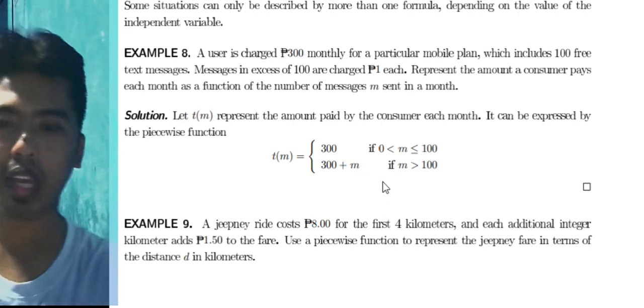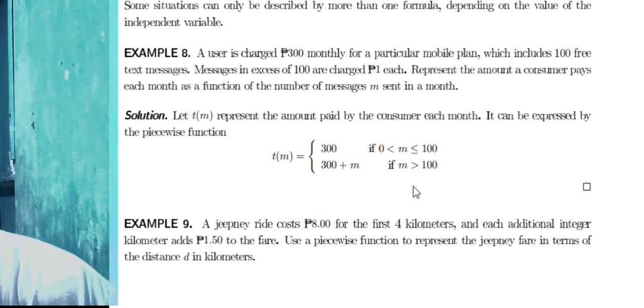Again, let's say your m would be 105. So you have an excess of 5, right? So this would become 300 plus... basically, this formula has a technical error here. It should be m minus 100. It should be enclosed in parentheses.